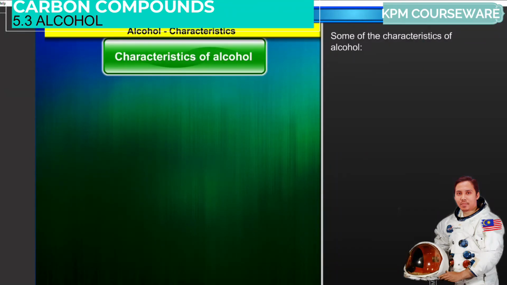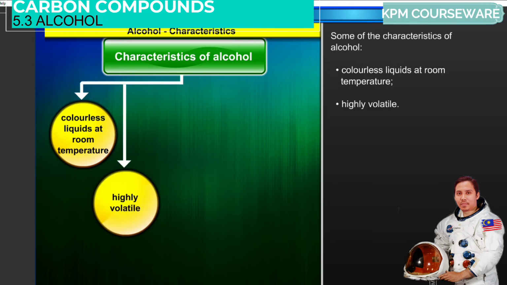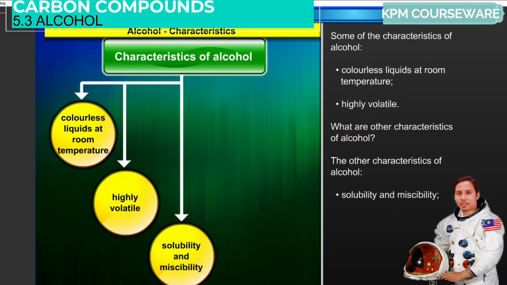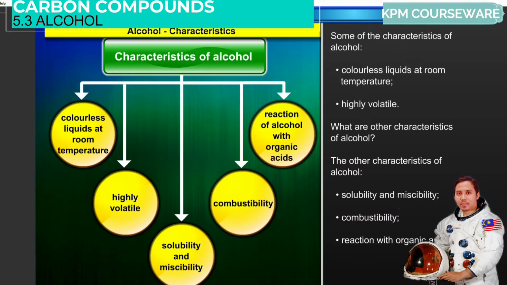Here are some of the characteristics of alcohol. They are colorless liquids at room temperature. They are also highly volatile. What are other characteristics of alcohol? The other characteristics of alcohol can be observed in terms of solubility and miscibility, combustibility, and its reaction with organic acids.